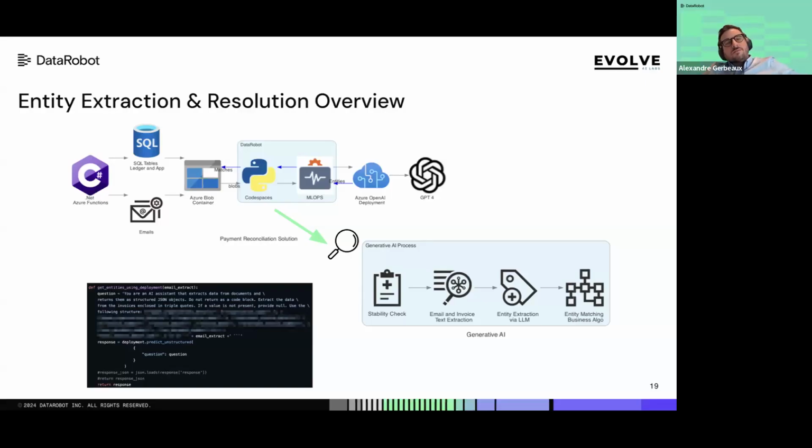Okay, very interesting. Yeah. So once we have the stability check done, we go into text extraction. This is the OCR. So we use Python libraries to process the PDF files and extract the text from the invoice and also the email.